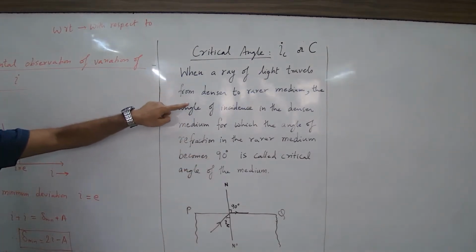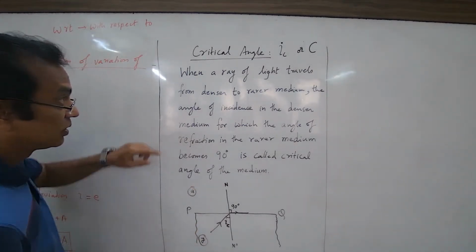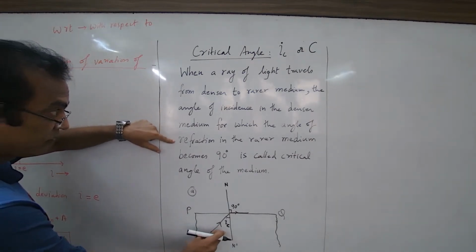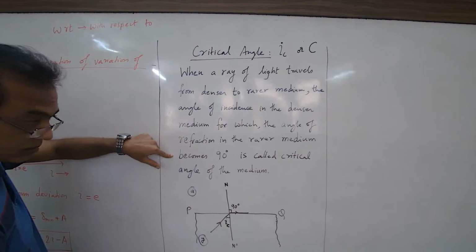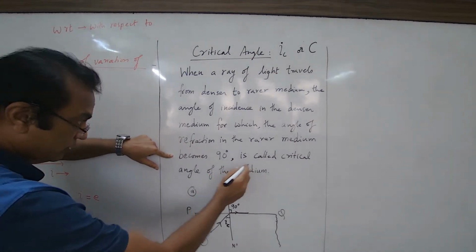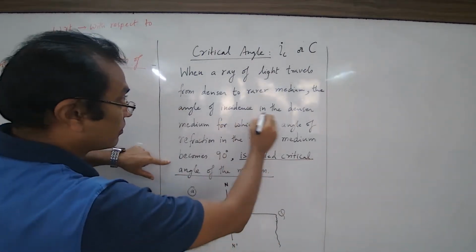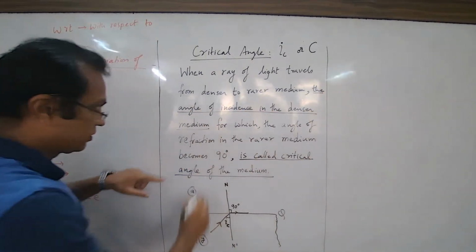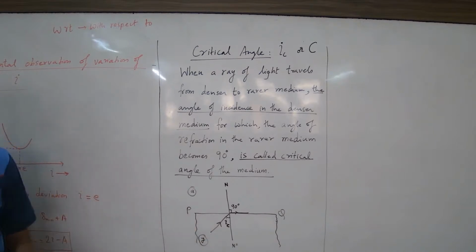So this angle of incidence for which this happens, when a ray of light travels from denser to rarer medium, now this is our glass medium, this is air medium, right? The angle of incidence in the denser medium, for which the angle of refraction in the rarer medium becomes 90 degree, is called critical angle of the medium. So this is the critical angle. Understood?